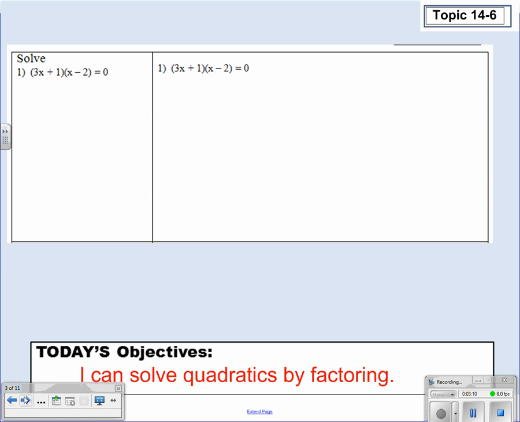In our first example, notice that we have a product of two binomials. Here's my product, and it is equal to 0. So what we've just learned is if I have two things multiplied together that equal 0, one or both of them must be equal to 0. So what we're going to do is set each factor equal to 0.